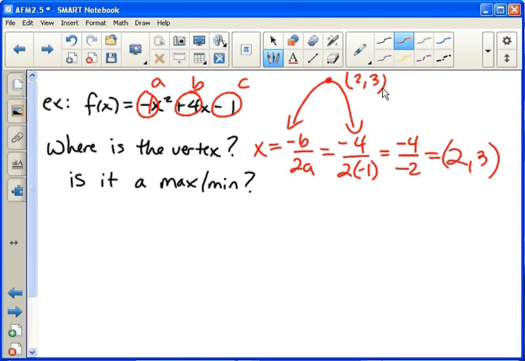Now just so you know, they may not ask you all of these questions. They may just ask you one. They may just ask, is it opening up or down? You just look at the x squared. They may ask, where's the vertex? You'd use -b over 2a, then plug that answer in the function. Or they may just ask, where is the maximum or the minimum? And that's where you're going to have to remember that maximums and minimums happen at the vertex. And you can figure that out by finding the vertex, seeing whether we're open up or down, and then running those numbers.